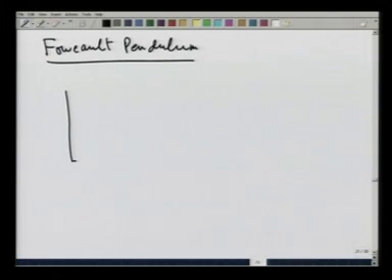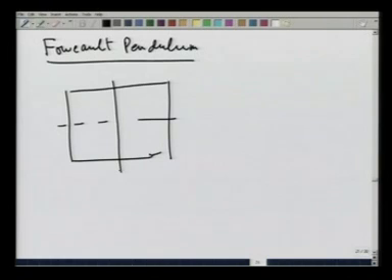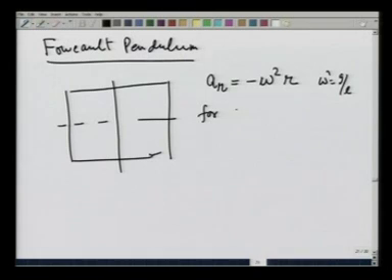In the xy plane, instead of using the xy coordinate system, I am using the r theta coordinate system, so that I can write that a_r is equal to minus omega square r, where omega square is g over L, without the Coriolis force.